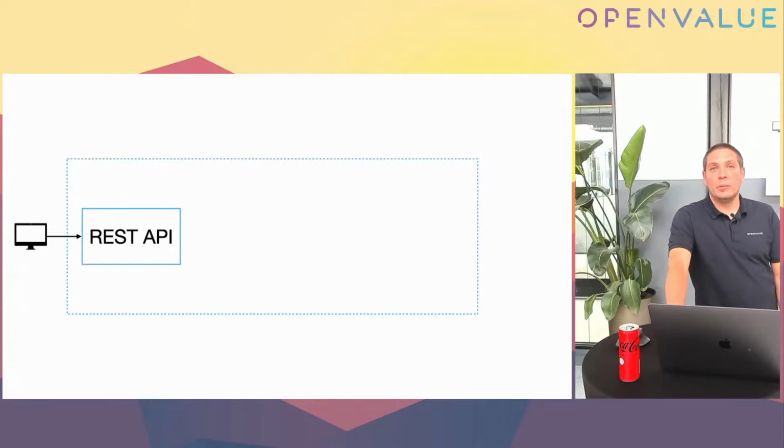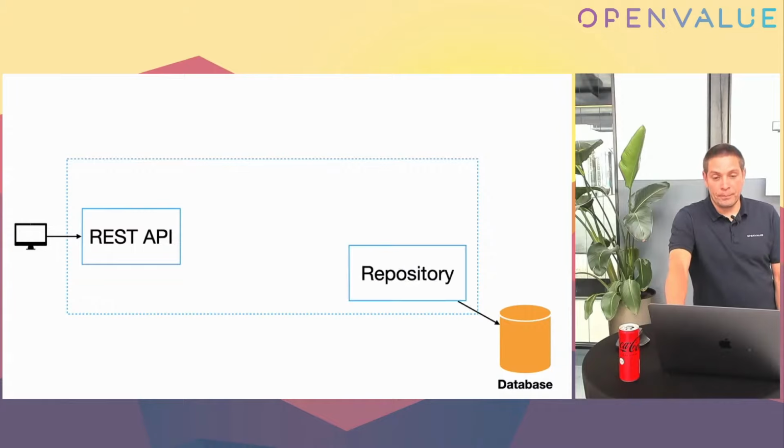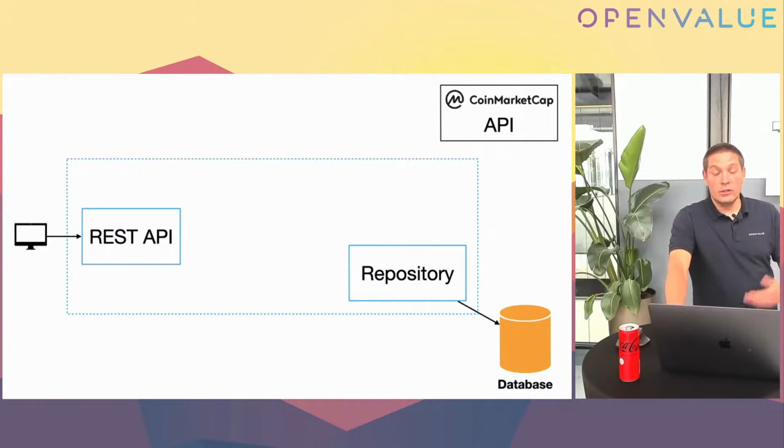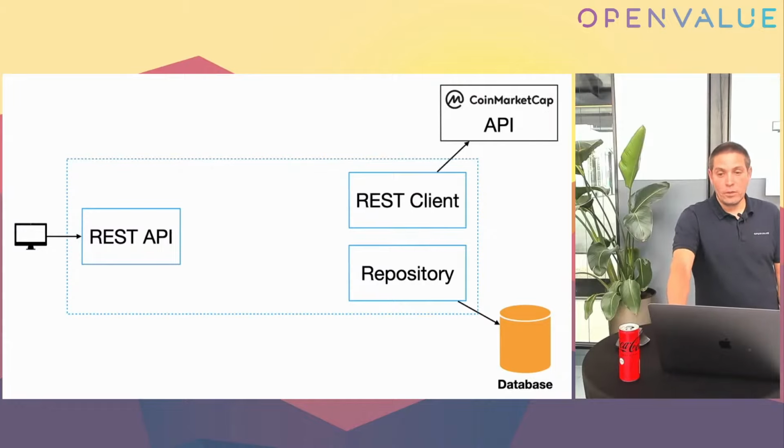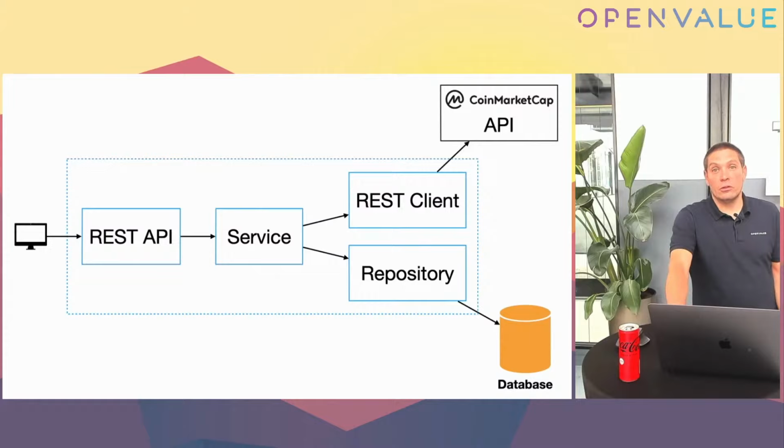We're going to expose a REST API to clients. This REST API needs to get data from a database. So we're going to use a repository that serves as a facade to connect to the database. We're going to need some data to get in the database, so we're going to call the CoinMarketCap API, which provides us with exchange rates for various cryptocurrencies. We're going to build a REST client that is going to talk to this API, and to tie everything together, we have a service, and the service is going to basically serve as a facade for the REST API to expose calls to the REST client and to the repository to return stuff from our database.